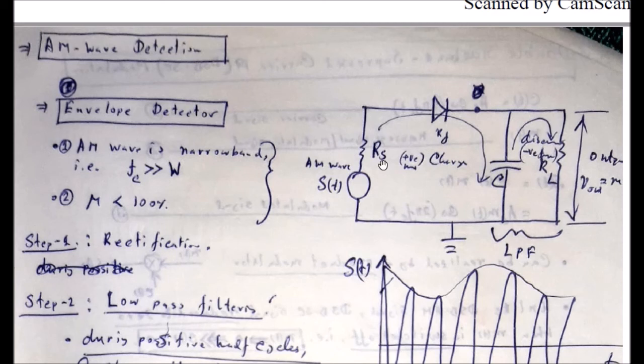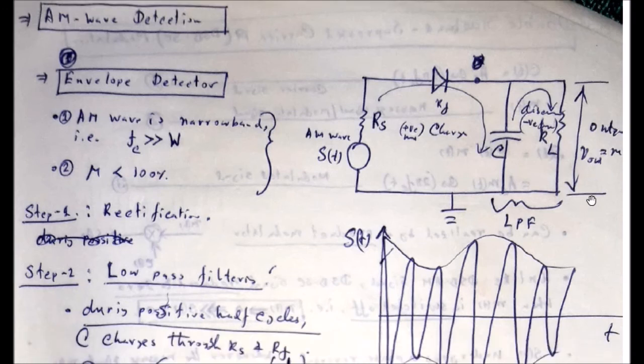This R_S is the internal resistance of the source. That means if we consider there is a source generating the AM waveform S(t), its internal resistance is R_S, and the forward resistance of the rectifying diode is R_F. After that, one parallel RC circuit should be there: C and R_L, where R_L is the value of the resistance, both connected in parallel. At the output you should obtain a waveform similar to the message signal, m(t), not the same but similar.